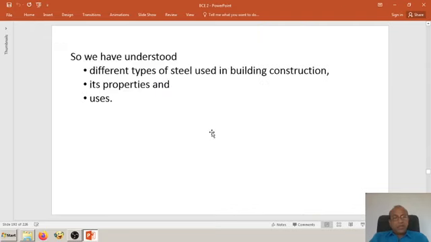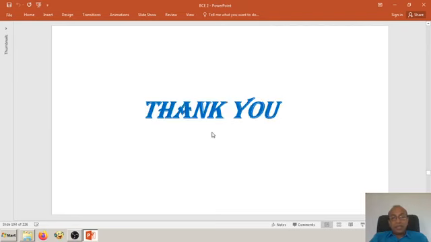So today we have understood the different types of steels used in building construction, their properties and their uses.